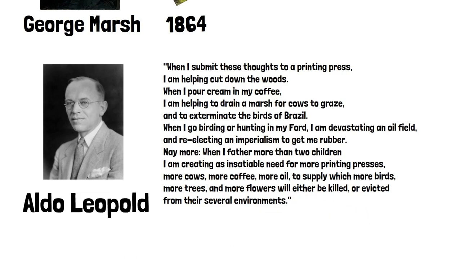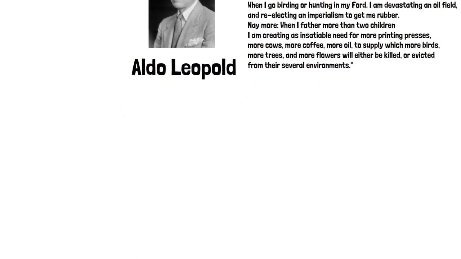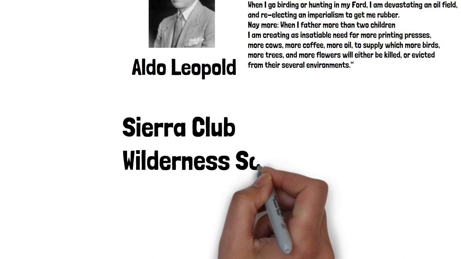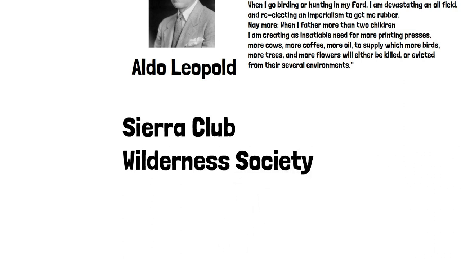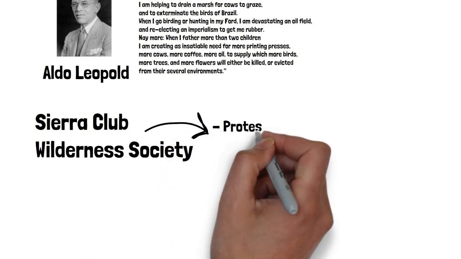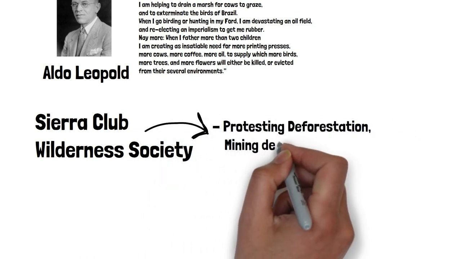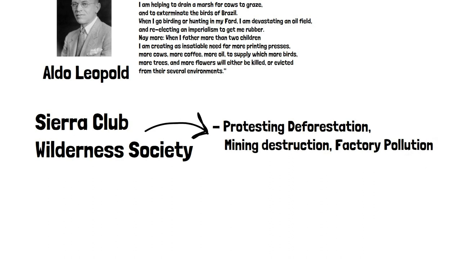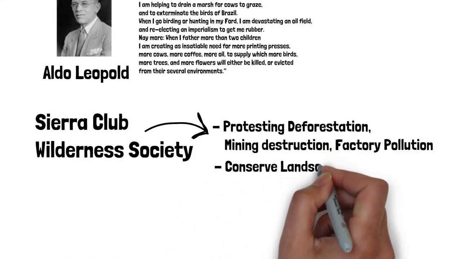As a result, conservation societies such as the Sierra Club and the Wilderness Society were established that help preserve wilderness and keep it safe from industrial growth. The definition of environmentalism at that time was very limited though. It was mainly about protesting deforestation, mining destruction, factory pollution, and other visible changes, and seeking to preserve specially appreciated landscapes.